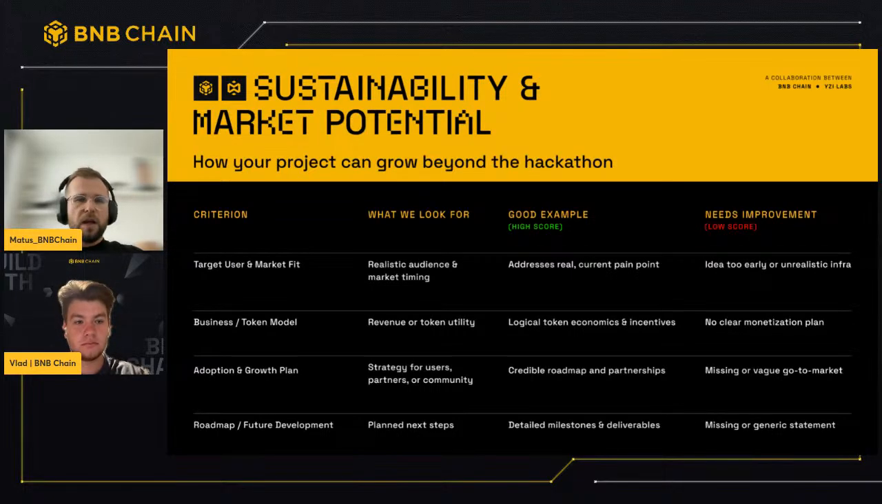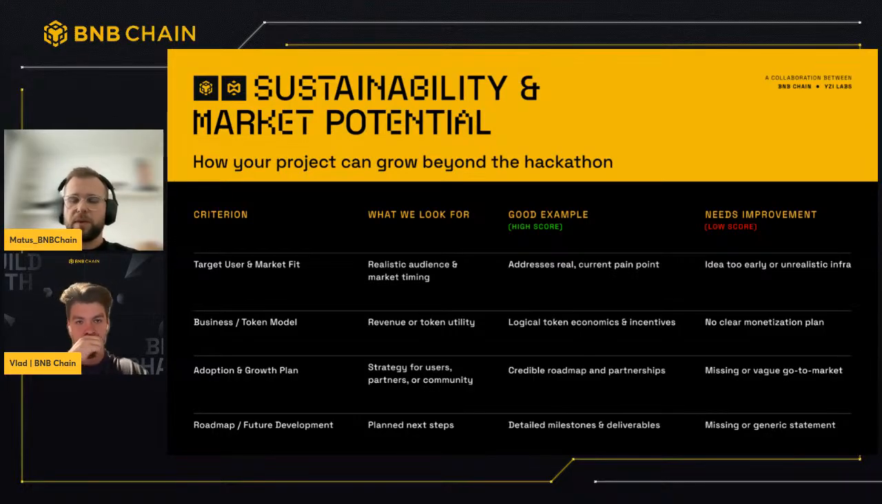score. Next one, sustainability and market potential. Where you can show the long-term availability of your project. It's also very important to identify real user groups and real pain points, showing your timing and that your product makes sense. If your business or token model makes sense, if there is logical economics or incentives behind it, potential adoption and growth plan, all these kinds of things are very, very important.